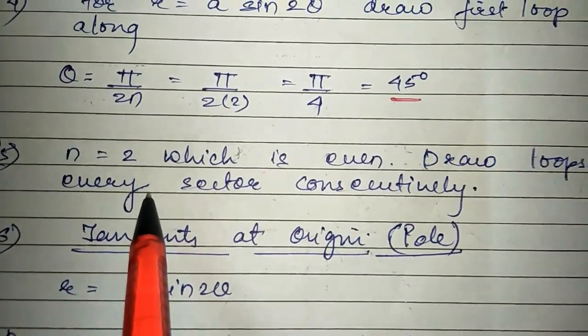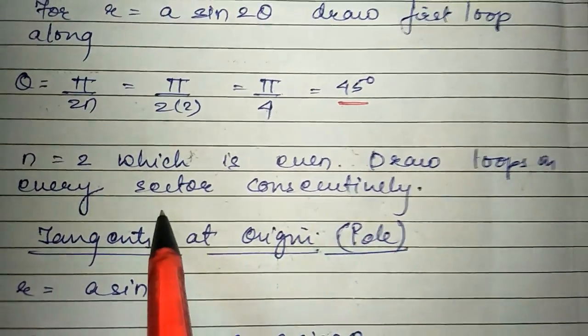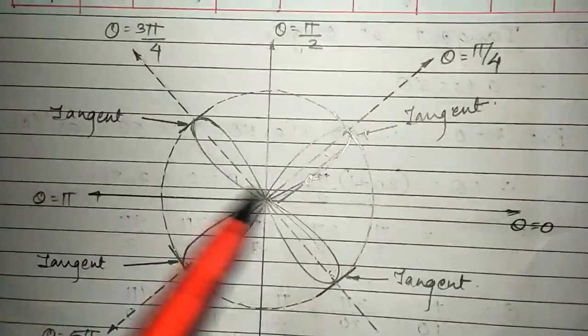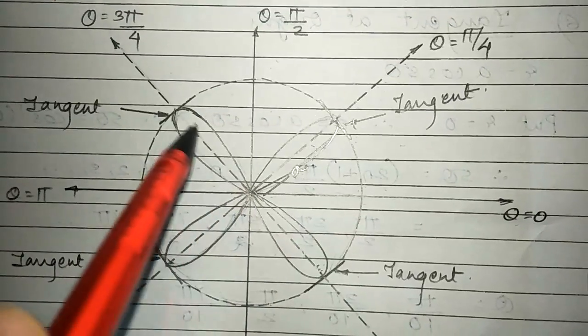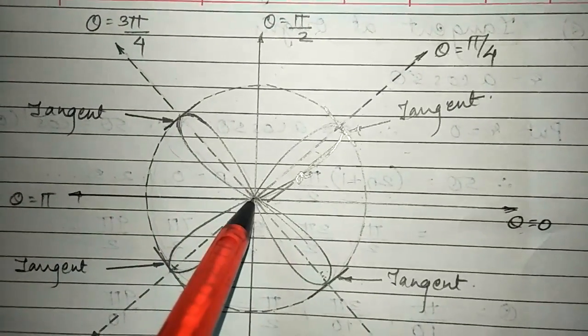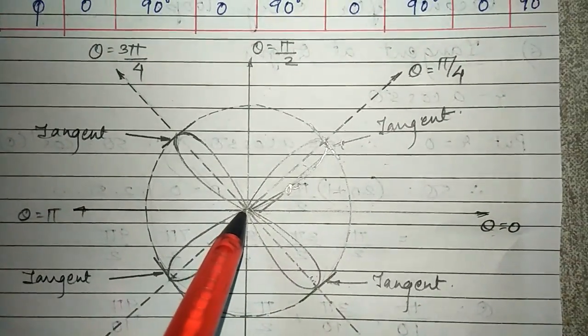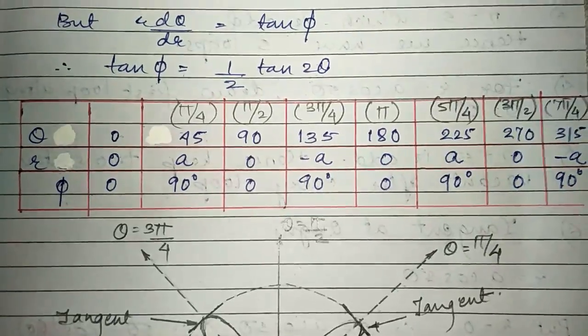Then what we have, n is 2, which is even, and hence we have to draw a loop in each sector consecutively. That is, we don't have to leave any sector vacant. So after we draw a loop here, we have to draw the second loop immediately in the next sector, and so on. In total we are having 4 loops. Now we can see the table.